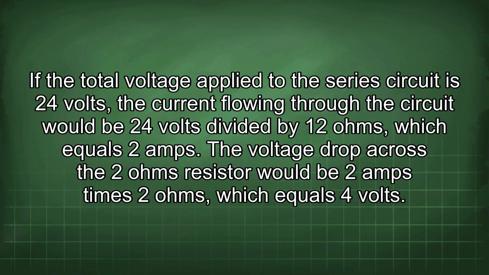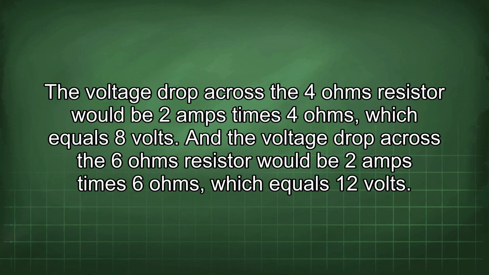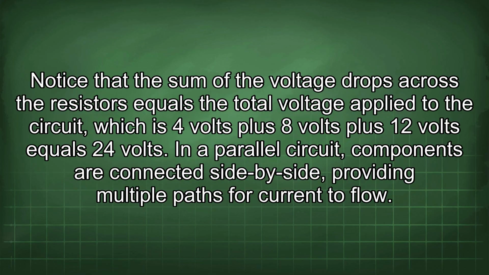The voltage drop across the 2 ohm resistor would be 2 amps times 2 ohms, which equals 4 volts. The voltage drop across the 4 ohm resistor would be 2 amps times 4 ohms, which equals 8 volts. And the voltage drop across the 6 ohm resistor would be 2 amps times 6 ohms, which equals 12 volts. Notice that the sum of the voltage drops across the resistors equals the total voltage applied to the circuit, which is 4 volts plus 8 volts plus 12 volts equals 24 volts.